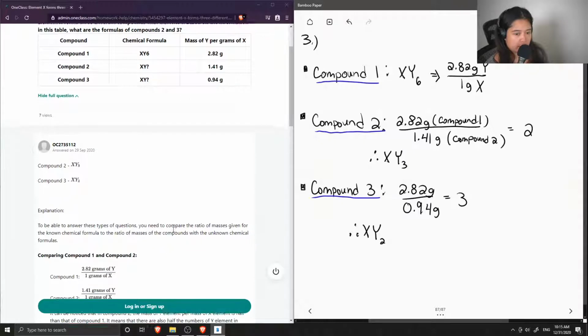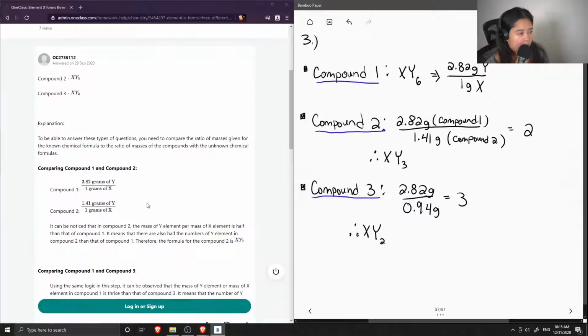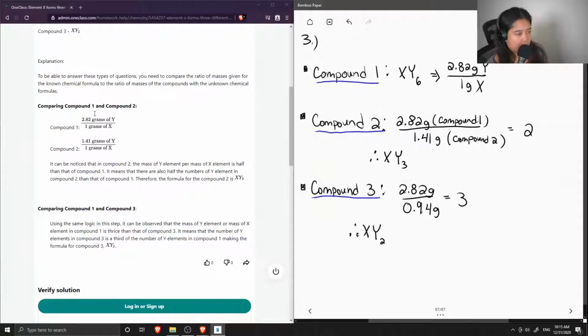And the junior tutor said the same explanation. To be able to answer these types of questions, you need to compare the ratio of masses given for the known chemical formula to the ratio of masses of the compounds with the unknown chemical formulas. Comparing compound 1 and compound 2, 2.82 grams of Y per 1 gram of X in compound 1, and 1.41 grams of Y per 1 gram of X in compound 2.